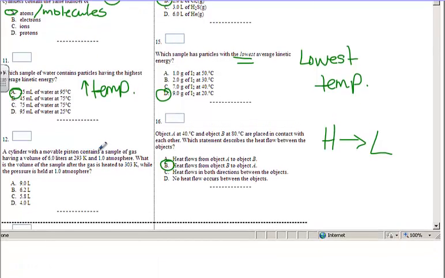A cylinder with a movable piston contains a sample of gas having a volume of 6 liters at 293 K and 1 atmosphere. What is the volume of the sample after the gas is heated while the pressure is constant? So this is the combined gas law, I'm going to abbreviate it CGL. I want you guys to set it up, calculate it, and come back and see if you get the answer correct. You should get 6.2 liters.